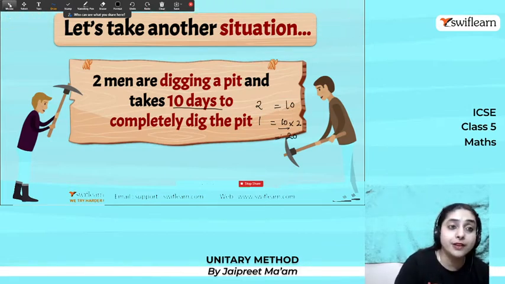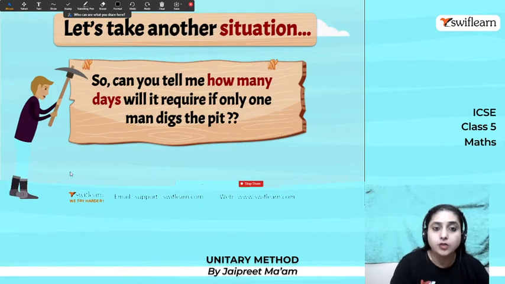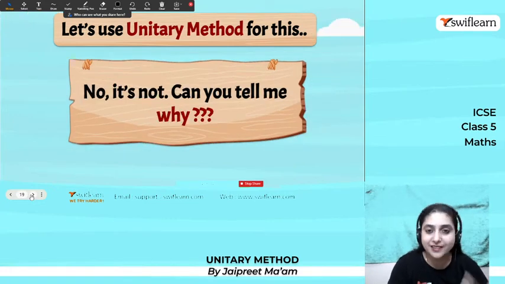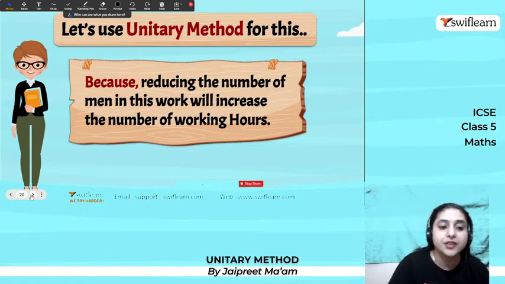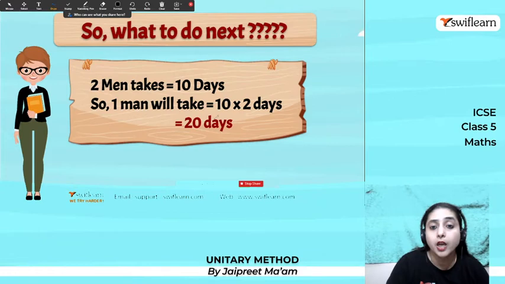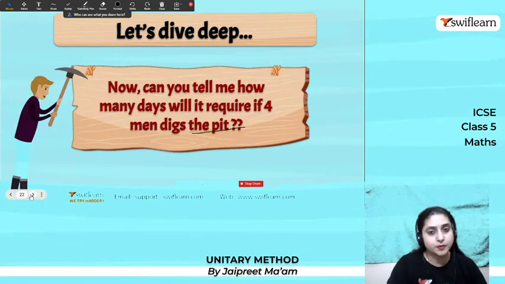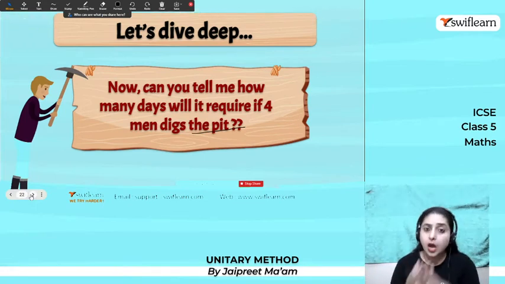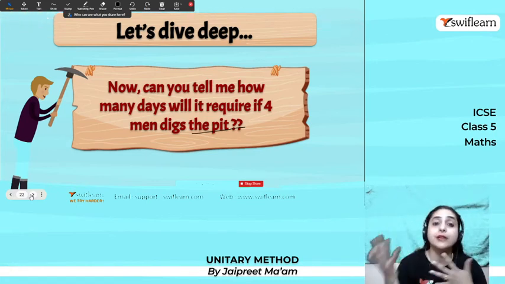So 1 man will take 20 days to complete. It's not 10 divided by 2 like direct variance. It has an indirect relation. If one increases, the other will decrease. So working hours will increase and it will take 20 days to complete by 1 man. Okay, so you understand the concept of indirect variance. Now can you tell me how many days it will require if 4 men dig the pit?